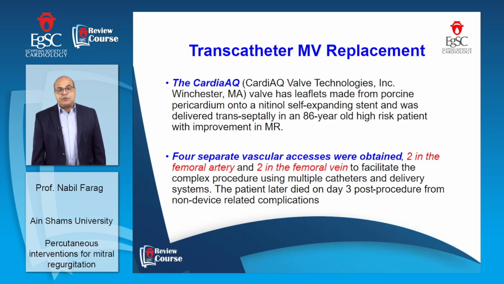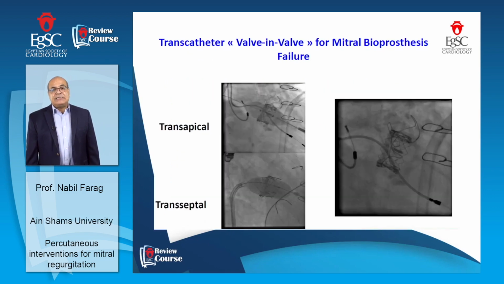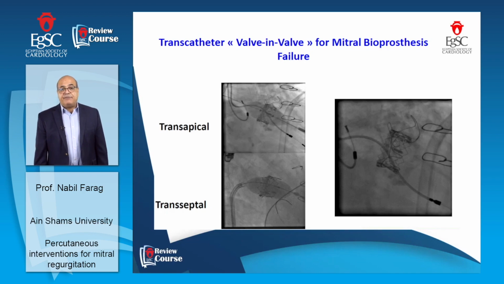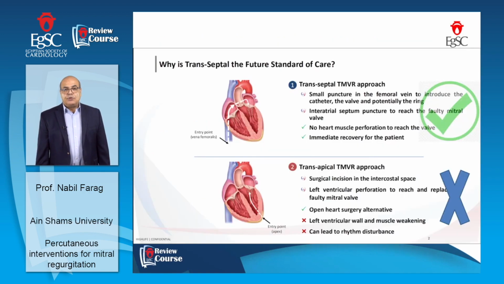And it's very important for transcatheter mitral valve replacement that we have 4 separate vascular access sites, 2 in the femoral artery and 2 in the femoral vein, to facilitate the complex procedure using multiple catheters and delivery systems. So this is the main difference between transcatheter valve-in-valve through the transapical approach and the transseptal approach. So what are the advantages of the transseptal approach over the transapical approach?